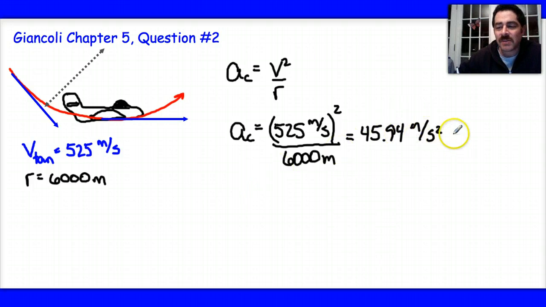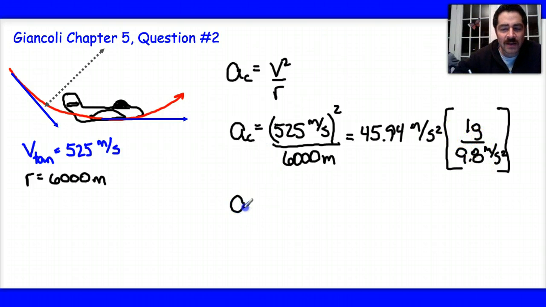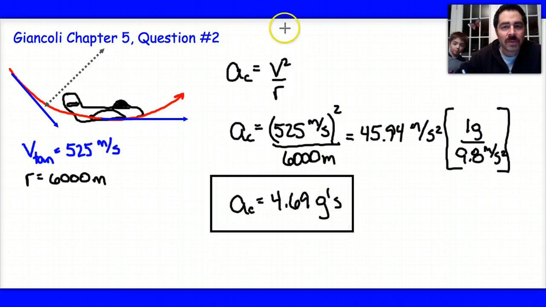And lastly, I need to basically convert that to g's, where I can say that basically 1 g is 9.8 meters per second squared. So I'm basically multiplying my answer times this conversion factor of 1 g is 9.8 meters per second squared. When I do that, my centripetal acceleration, or I can call that my radial acceleration, is 4.69 g's. And that's the solution to problem number 2.